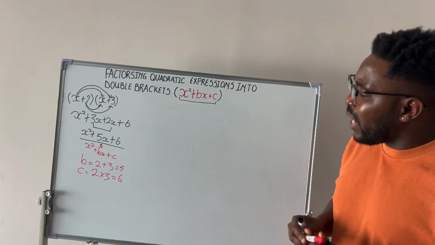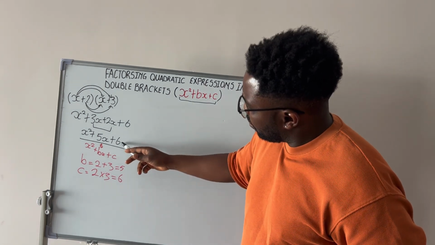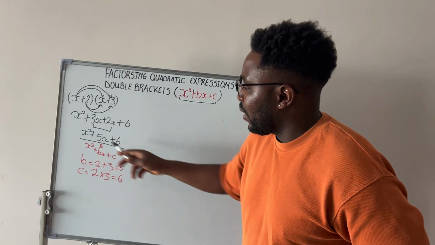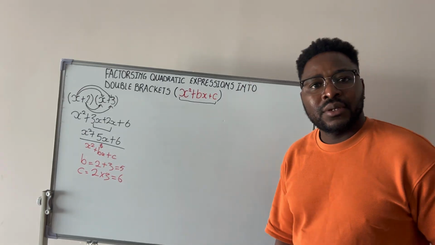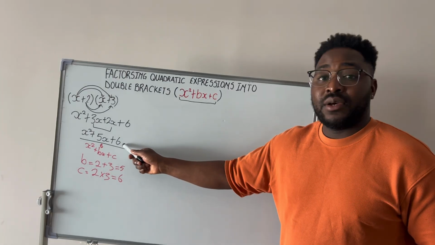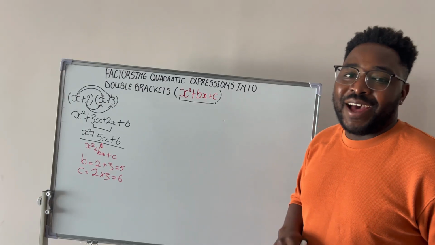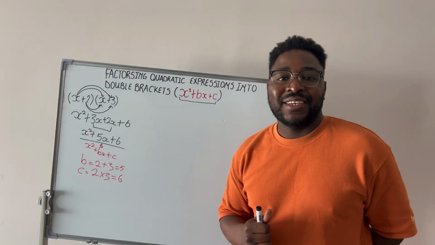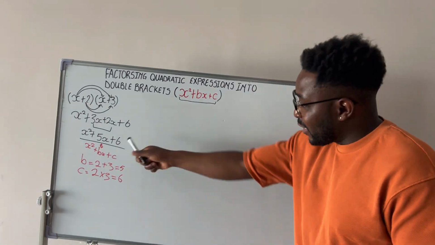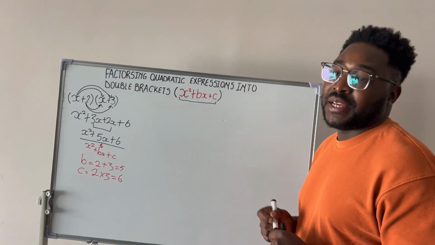So now, what if we want to write this expression into double brackets? How do we go about it? We want to write this expression that we expanded into double brackets. That's what we call factorizing. So let's get our expanded expression and write it into double brackets, or rather, let's factorize it.